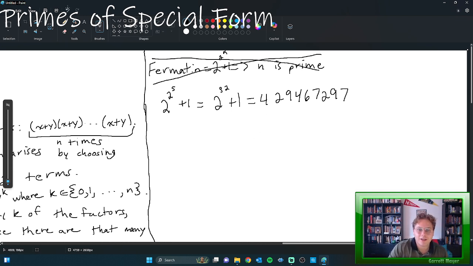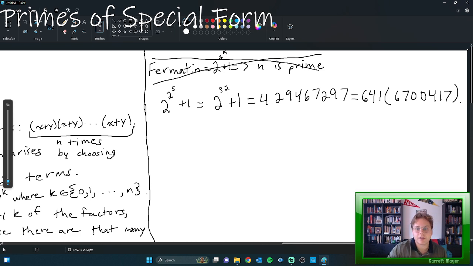But we're looking at this number, which is equal to 641 times 6700417. So what we see here is that this number actually is not prime.